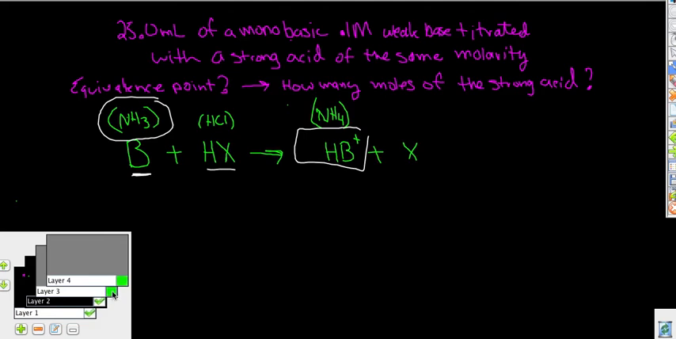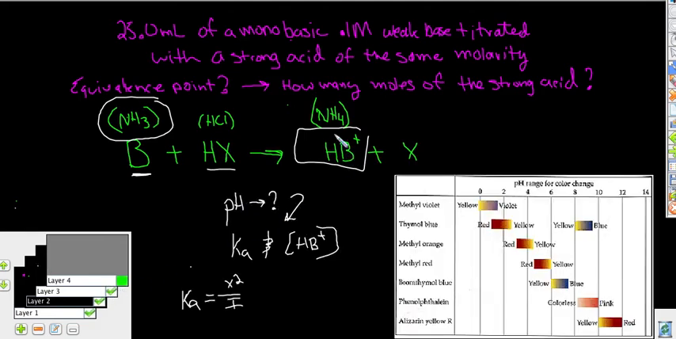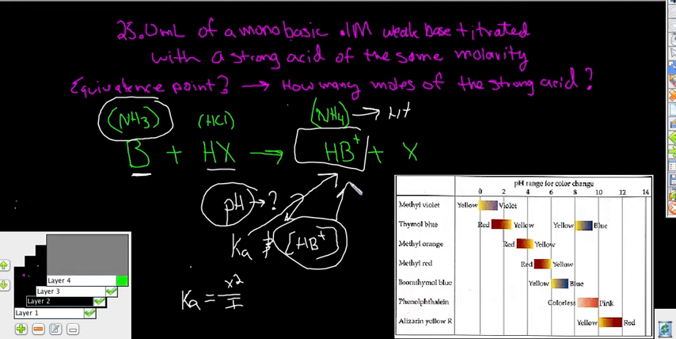And so what's going to happen with that is that it is going to then potentially go back the other way and release some of these hydrogens in solution. And so then, to actually find the pH of this, you're going to need to know two things. You're going to need to know the Ka of that weak acid, and you're also going to need to know the initial concentration of that weak acid.